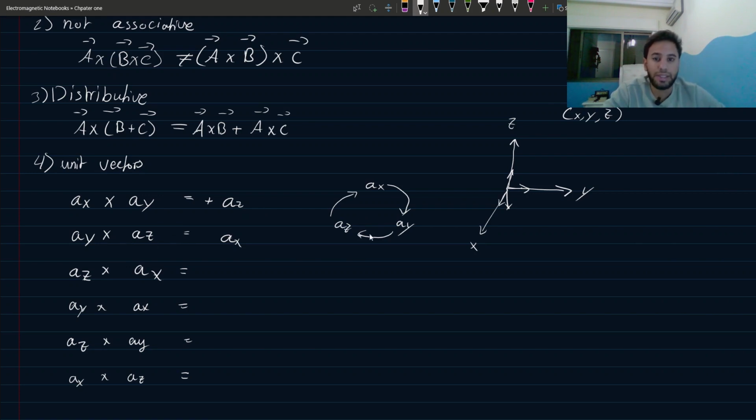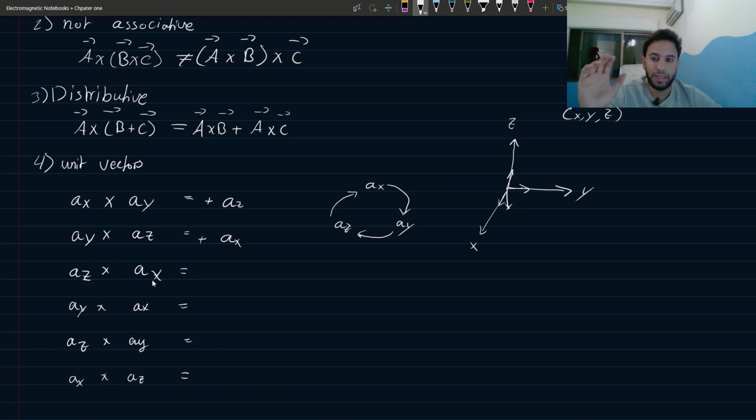You take a look at this cycle, and I know it looks weird, but I hope you overlook that. You look at AY cross AZ. Is it with the flow? Is it going with the arrows or against it? Well, in this case, it's going with the arrows. We know it's a positive X unit vector.